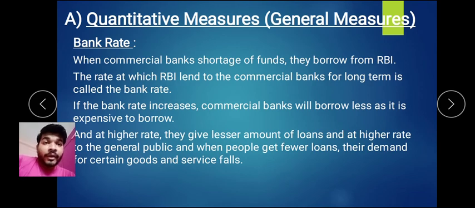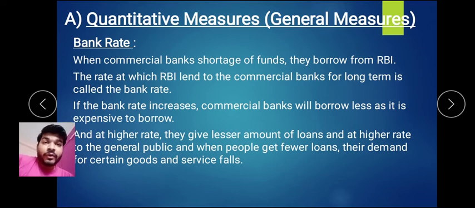When commercial banks have a shortage of funds, they borrow money from the RBI, and the RBI lends money to these commercial banks. At that time the rate that is charged is called the bank rate. So if the bank rate is increased, the commercial banks will increase their rate of interest, and they will borrow less because the rate of interest is high. So when the bank rate increases, commercial banks will borrow less, and when the bank rate is less, they will go with more funding, so that general people will have more loans.